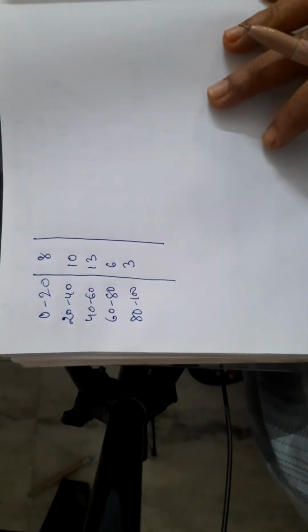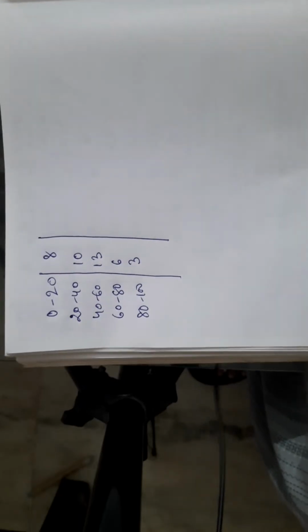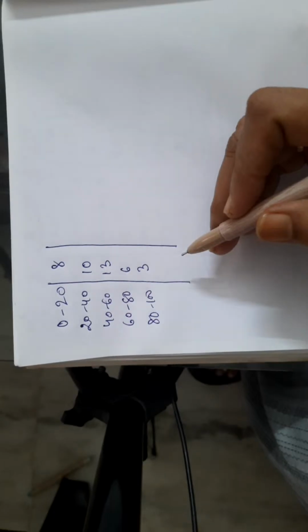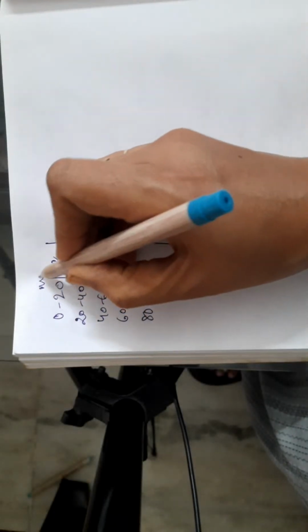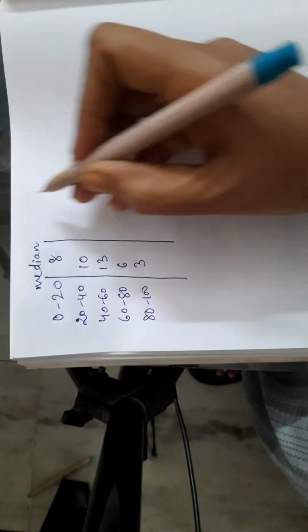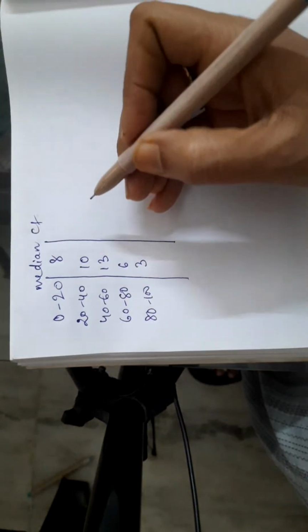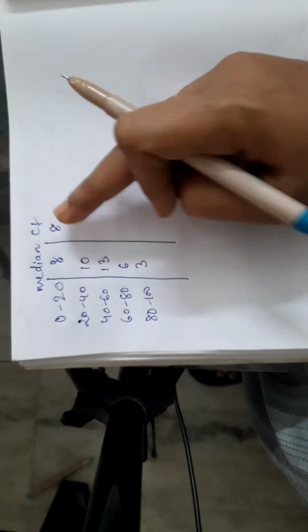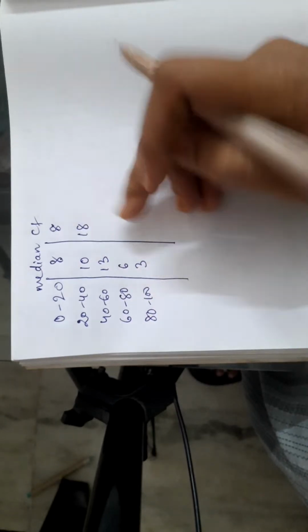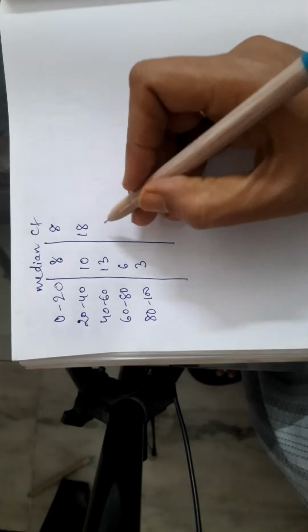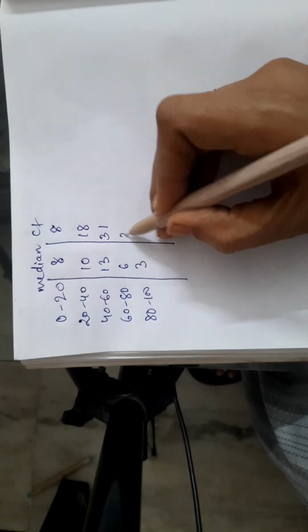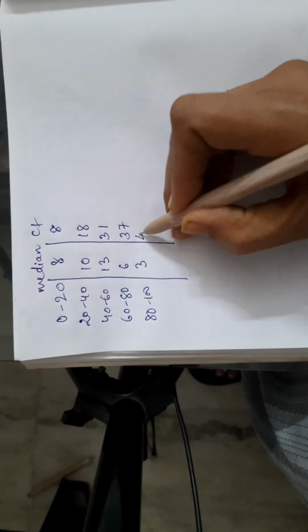So the first question is, what is the median class of the above given data? We need to find the median, so we'll first find the CF. 8, numbers to be added diagonally: 8 plus 10, 18, 18 plus 13, 31, 31 plus 6, 37, 37 plus 3, 40.